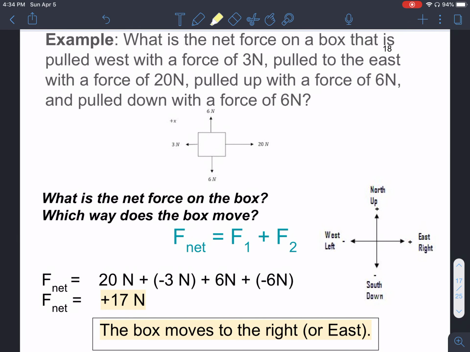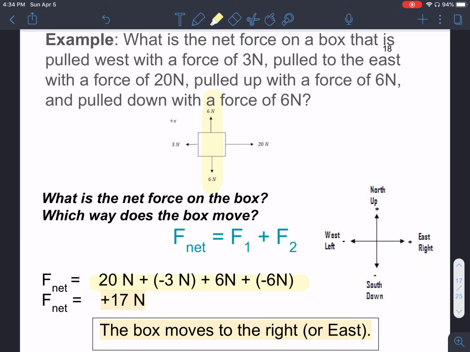Okay, time to check your answers. So here's the calculation. The 20 newtons plus -3 newtons plus 6 newtons plus -6 newtons. So you basically don't need to incorporate the 6 newtons up and 6 newtons down. That just basically is telling you that this object is not sinking below whatever surface it is on, nor is it floating in the air. Those two things are balanced. So if this box was sitting on a table, it's just sitting on that table, not crashing through or floating.